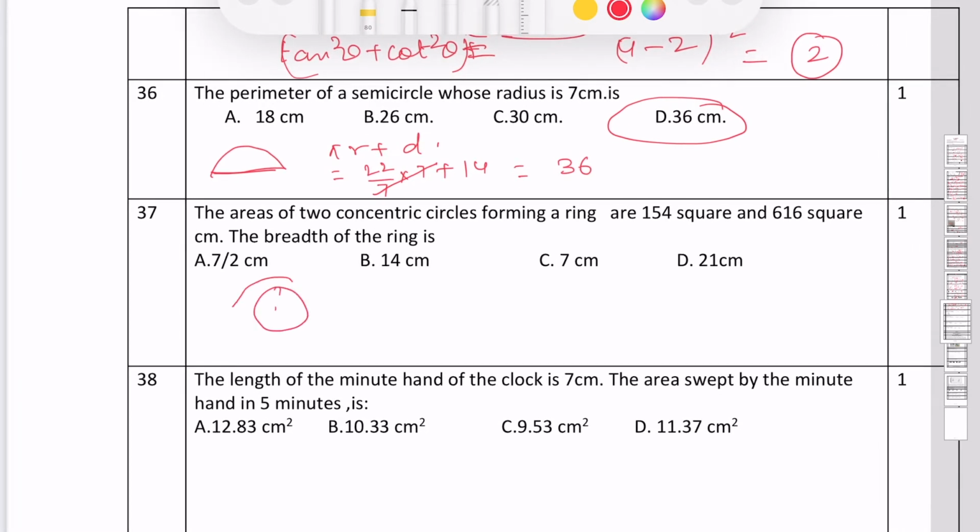The areas of two concentric circles, it is 154, pi r1 square, and 616 is pi r2 square. So we have to find out the breadth of the ring, what is this radius. So from the bigger circle we will subtract the smaller circle.